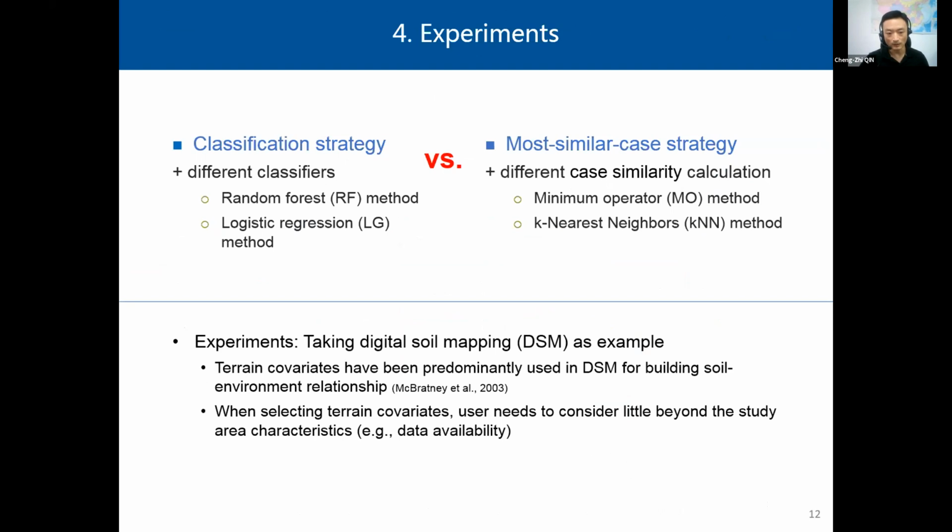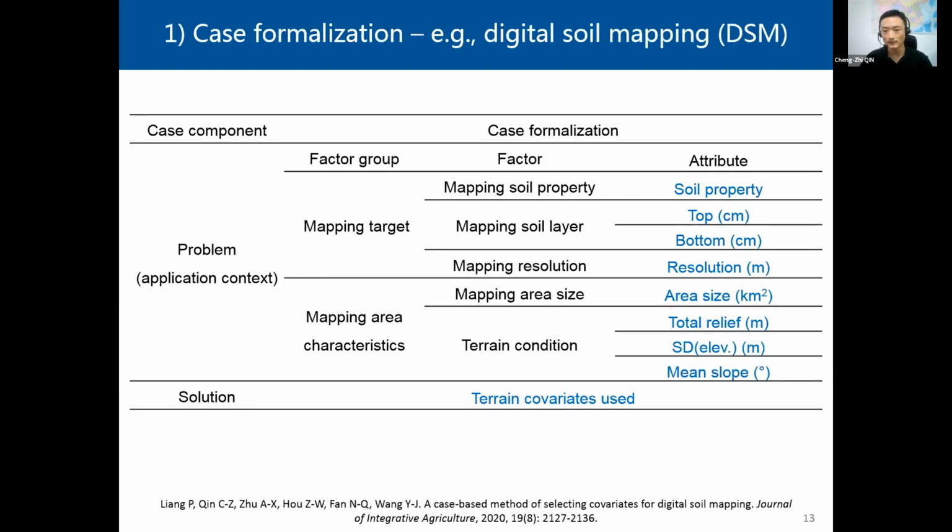in digital soil mapping, terrain covariates are extensively used. And when considering the terrain covariates, users need to consider the data availability. They can focus on the terrain and study area characteristics. So we design a case formalization for digital soil mapping.